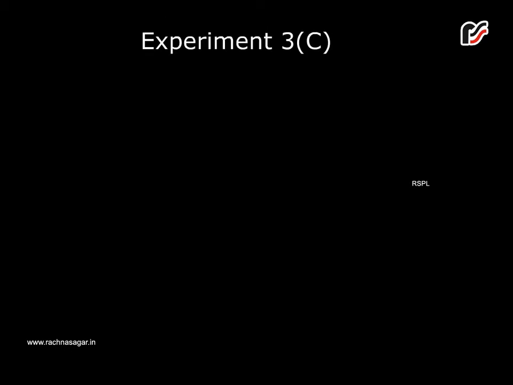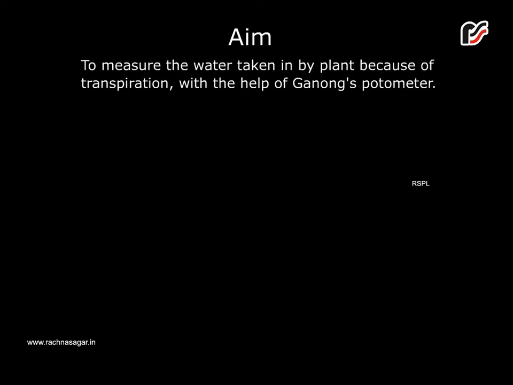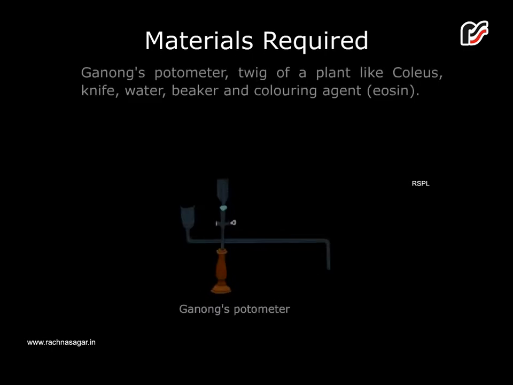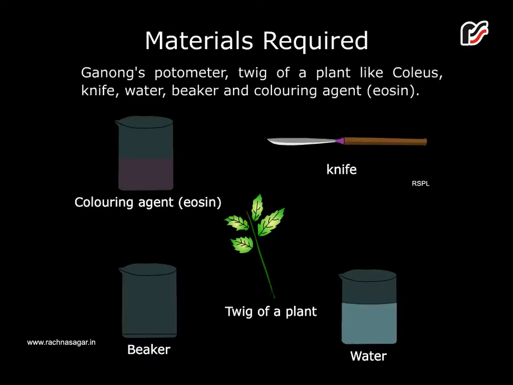Experiment 3C. Aim: to measure the water taken in by a plant because of transpiration with the help of Ganong's Photometer. Materials required: Ganong's Photometer, twig of a plant like coleus, knife, water, beaker and coloring agent, eosin.